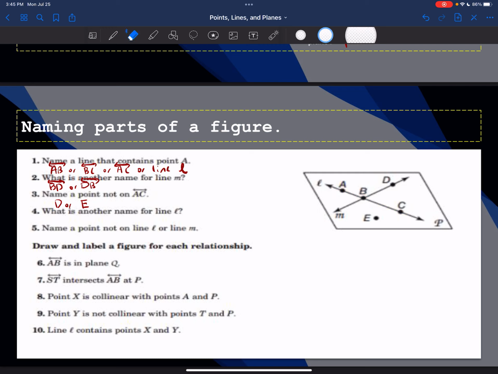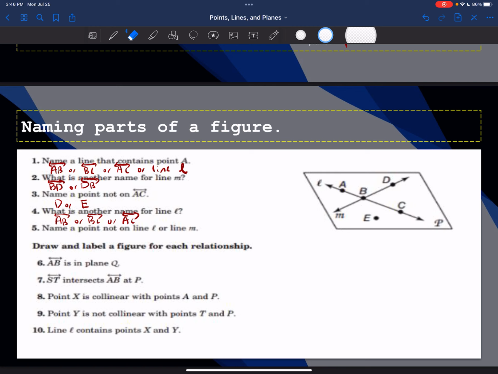Number 4, it says, what is another name for line L? So here's line L. And we've basically answered this question. We can call this line AB, or line BC, or we can call that AC. Many ways to name that particular line.